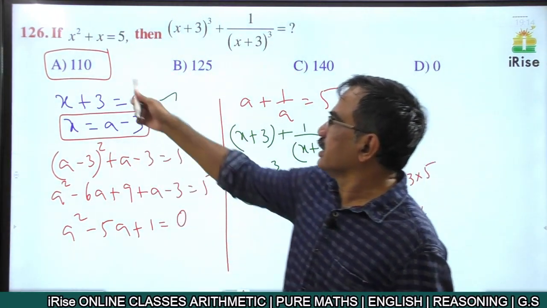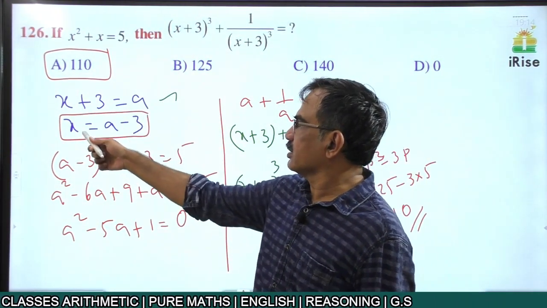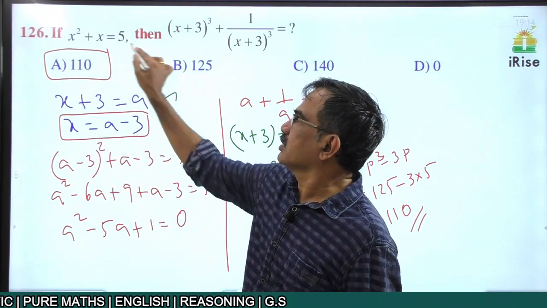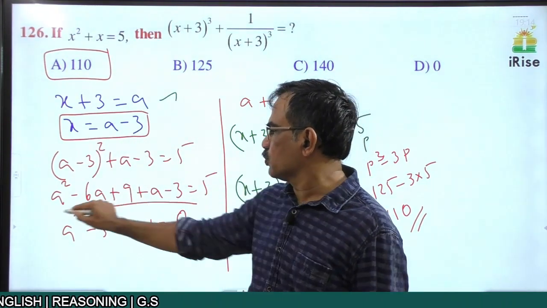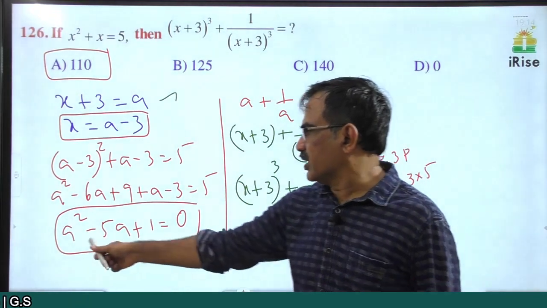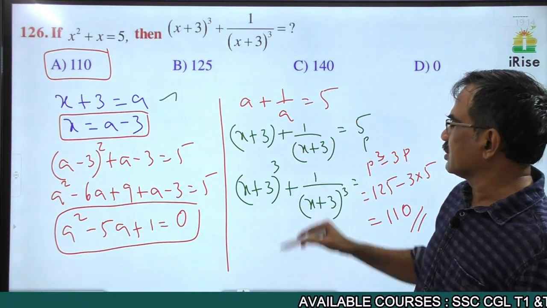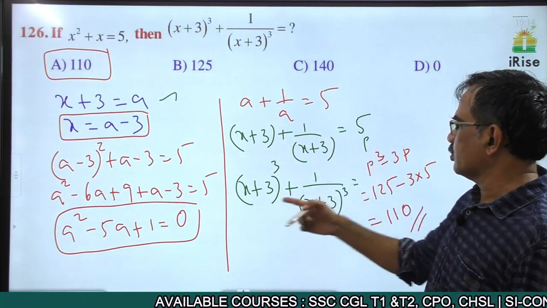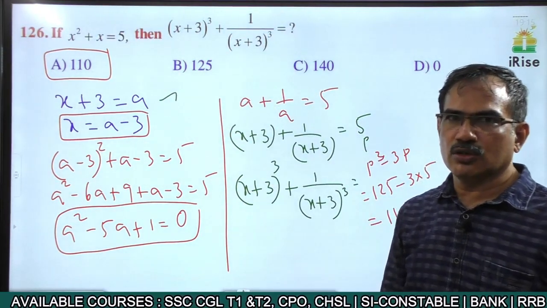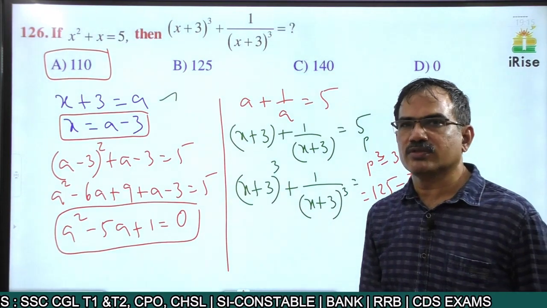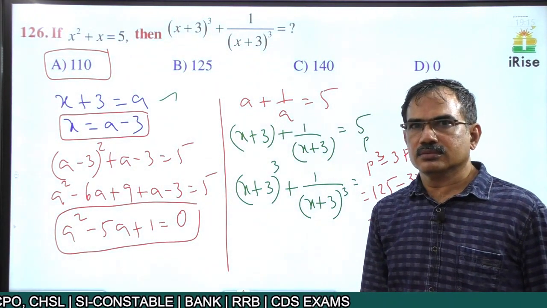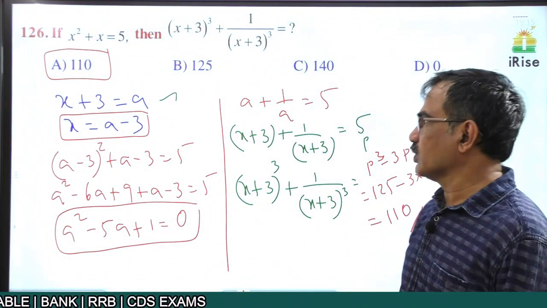Listen once again. Consider x plus 3 as a, x is equal to a minus 3. Substitute in the given condition, we get this one. Divide by a, we get a plus 1 by a is equal to 5, where a is x plus 3. If you know x plus 3 plus 1 by x plus 3, finding (x plus 3) whole cube plus 1 by (x plus 3) whole cube is very easy. Okay, next one.